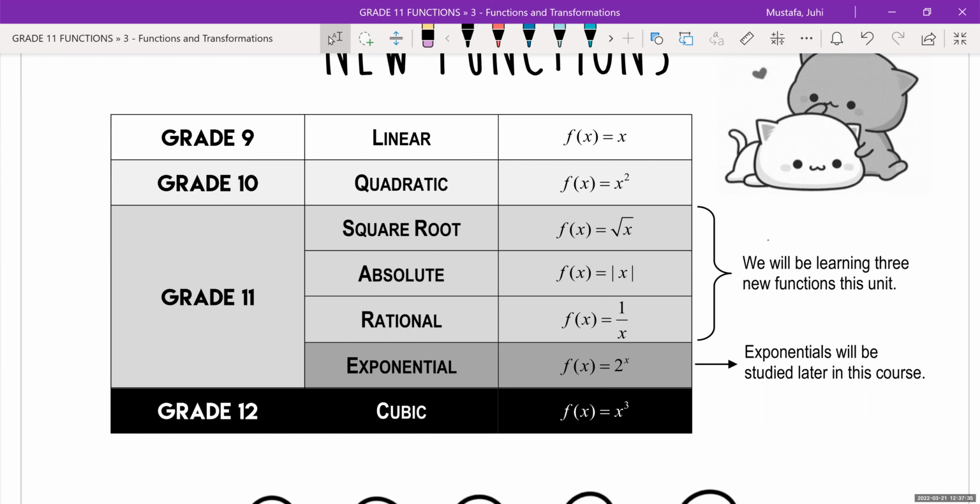In grade 11, we're actually going to learn 4 new functions, but we're going to split them up. So we're learning 3 functions right now today. And then the 4th function we're going to learn when we do our exponential unit. So we're kind of splitting it up.